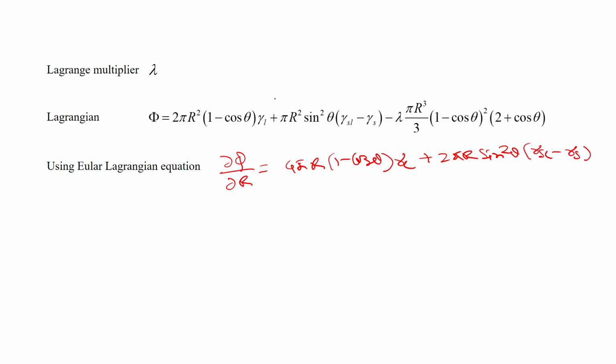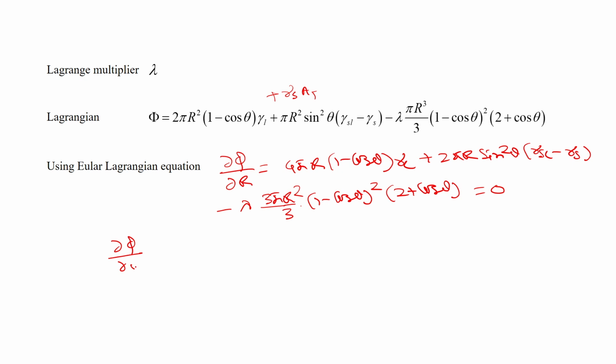Actually, I have the other quantity with respect to A t also, but that is constant. So, gamma S into A t, that part is constant. We have not even written it, but you should write it actually. Minus lambda, that is the Lagrange multiplier, into pi r cube by 3, so it is 3 pi r square by 3 here into (1 minus cos theta) whole square into (2 plus cos theta). This whole quantity will be equal to 0 here.